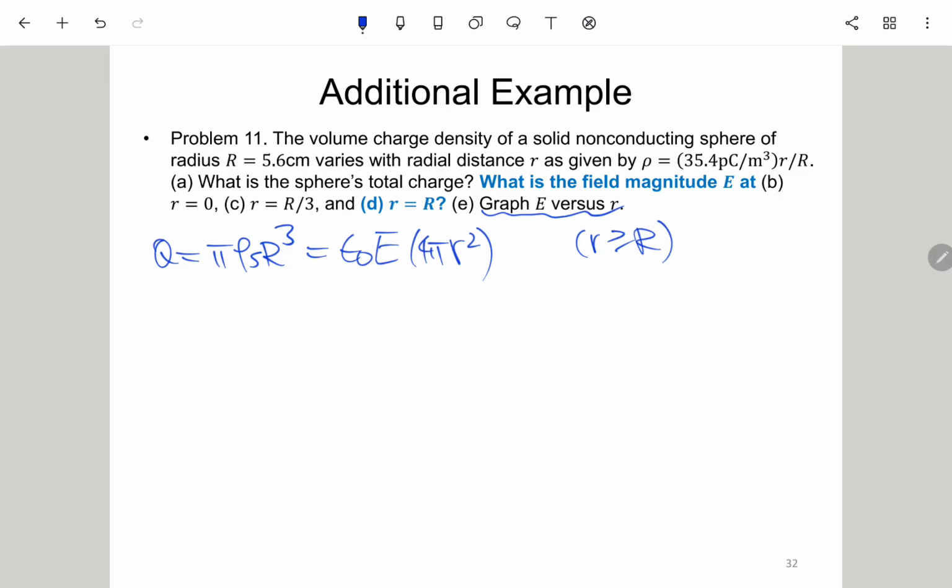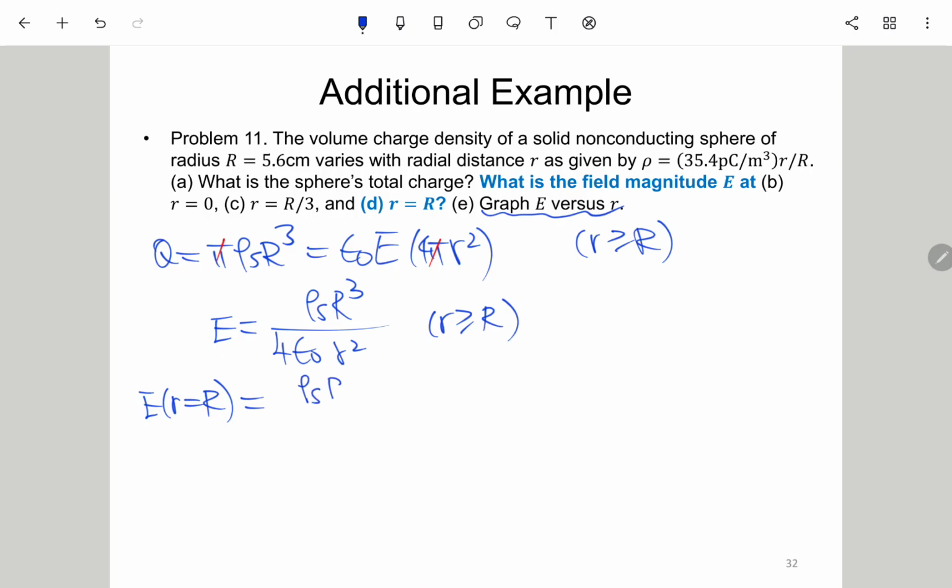Okay, so here we can cancel this pi with this pi. And then we have E equals rho s R cubed over 4 epsilon naught R squared. This is true for R greater than or equal to capital R. So finally, if we would like to find E for R equal to capital R, we just plug in R to be capital R. It turns out to be rho s times capital R over 4 epsilon naught.